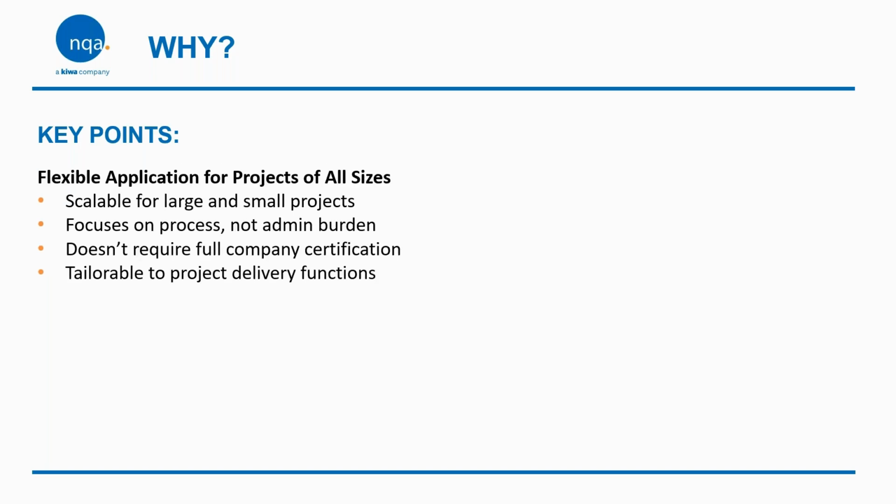So it's actually quite flexible in its application. It can be scalable for large projects or small projects. One of the biggest concerns around any new standard is, will this be too much for us? But 99001 is built with this scalability in mind. It focuses on processes, and it's not meant to be an admin burden. Whether you're a large contractor running multiple frameworks or a specialist subcontractor working on a single project, the standard can be applied accordingly. It doesn't require full company certification.